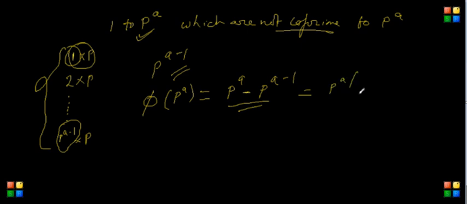So if I take p to the power a outside, this is 1 minus 1 by p. So this is our first deduction. Second thing is, always remember, let me take an example first.